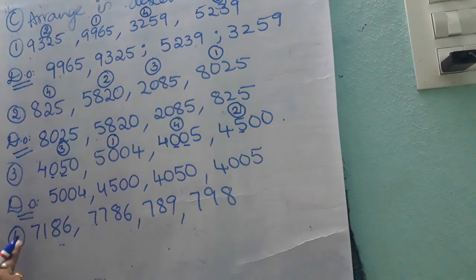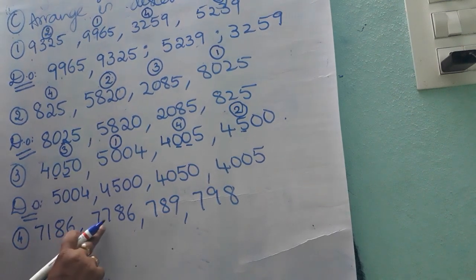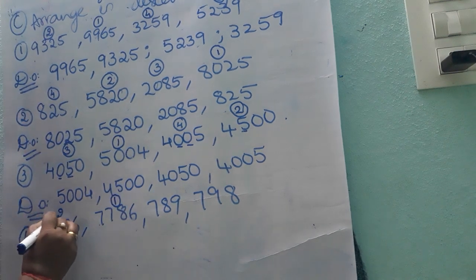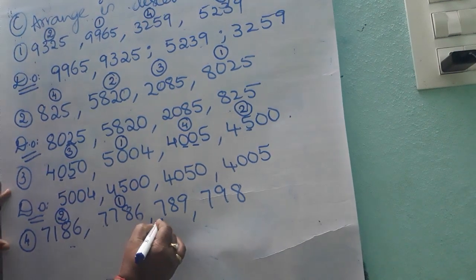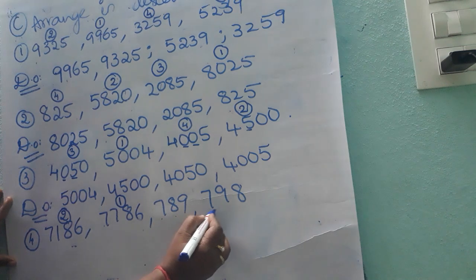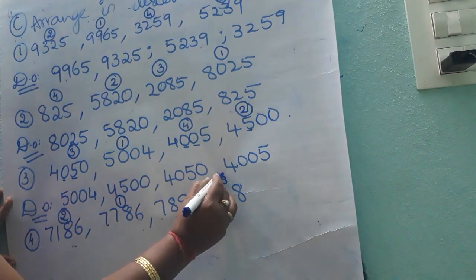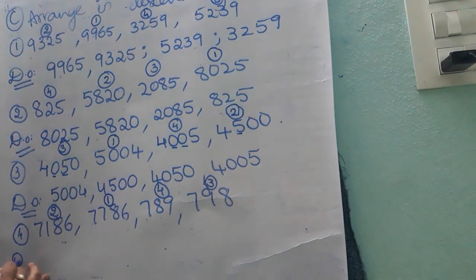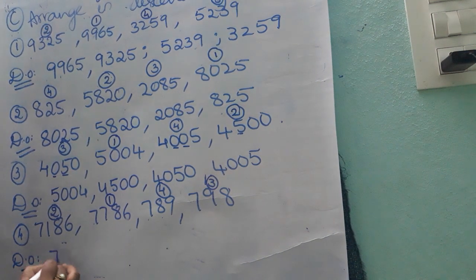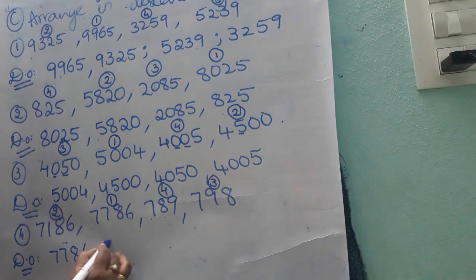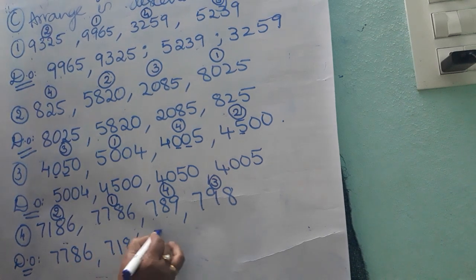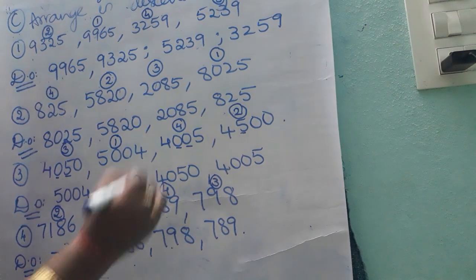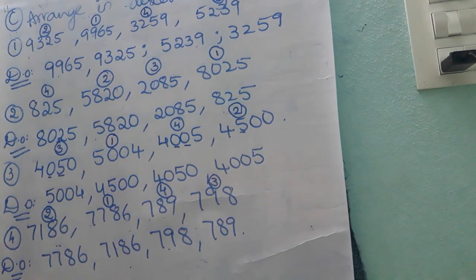In these, 7,100, 7,700. 7,700 is the bigger. Next 7,100. Next 789, 798. 98 is more than 89. Now you arrange them in order. See this. 7,786, 7,186, 798, 789. Like that you can arrange them in descending order.